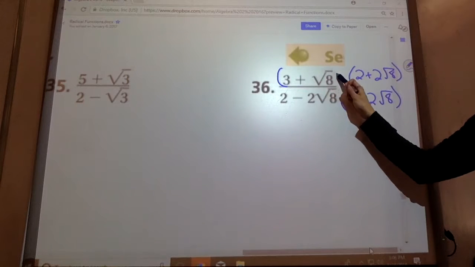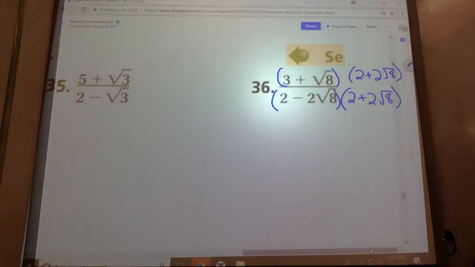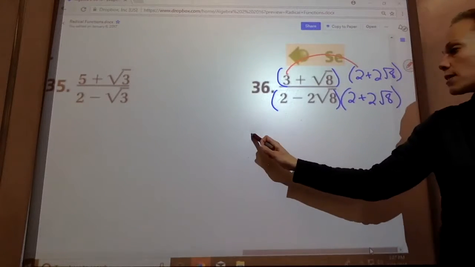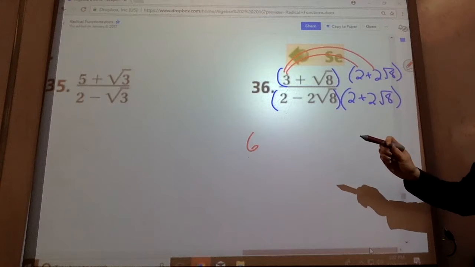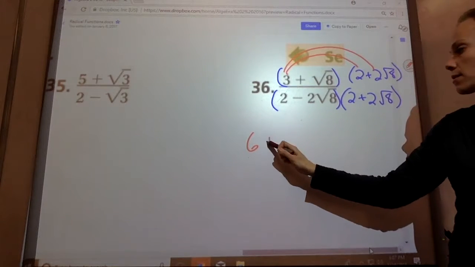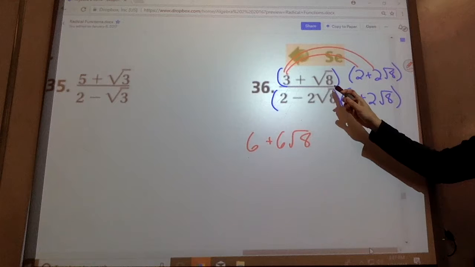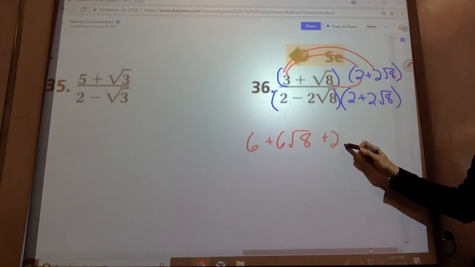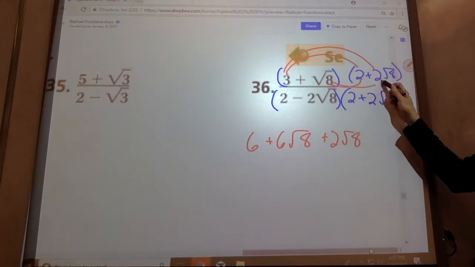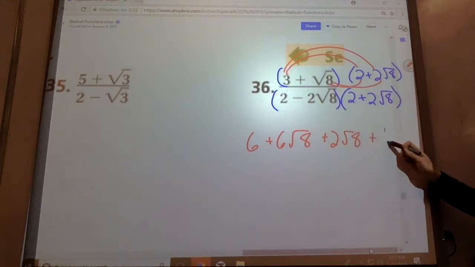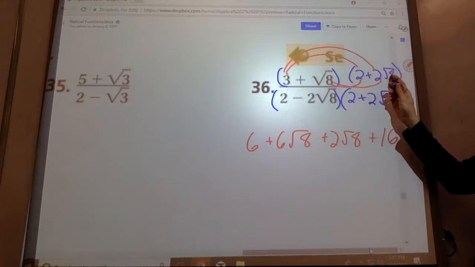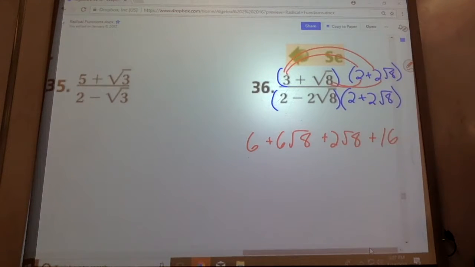So this one's going to be a FOIL on top and bottom. Okay, so let's FOIL the top. 3 times 2 is 6. 3 times 2 root 8 is 6 root 8. And then the square root of 8 times both, so 8 times square root of 2 is 2 root 8. And then square root of 8 times 2 square root of 8 would be 2 times 8, which is 16. Okay? Because I have a 2, and then square root of 8 times square root of 8 is 8, so 2 times 8 is 16.